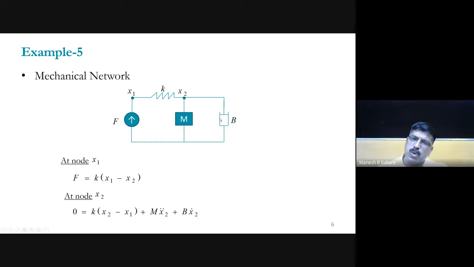And then what is this force? That will be C into dx2 by dt. So x2 dot is nothing but the velocity, and x2 double dot is nothing but the acceleration. Acceleration is associated with the mass, and velocity is associated with the dashpot. So this will be the nodal equation at node x2, and this is the nodal equation at node x1. I hope that you have understood how to draw the nodal equation.